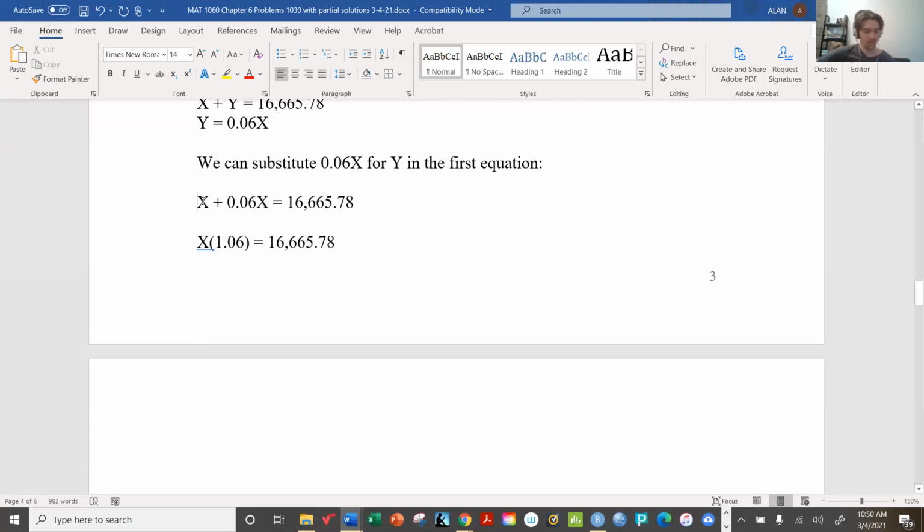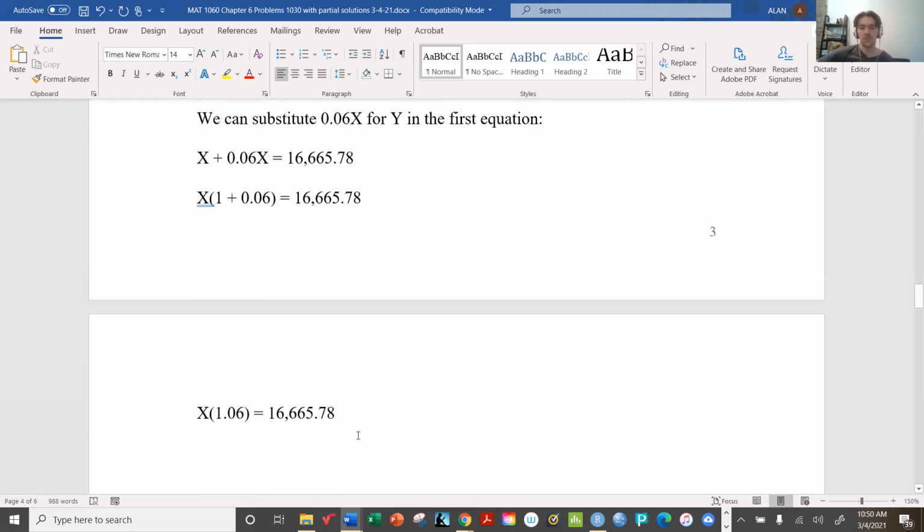Because I have a 1 here and a 0.06 here, I can consolidate them. In fact, let me just add one more step here, and you'll see what ended up happening. So I factored out x from both of those terms, and when you consolidate those in the parentheses, what you have here is that x times 1.06 is 16,665.78. Now I can just divide both sides by that.